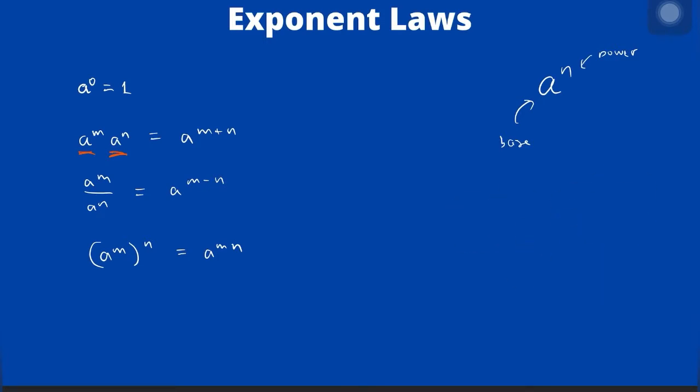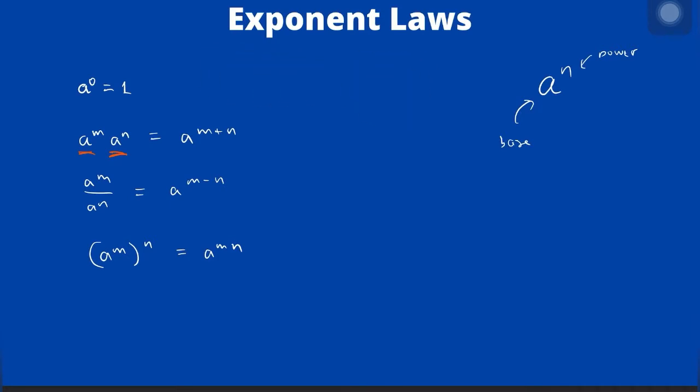There are some laws regarding exponents. The first is that if you have any base to the power of 0, it'll always be equal to 1. So if you have 4 power 0, that'll just be equal to 1. Or if you have 6 power 0, it'll just be equal to 1.